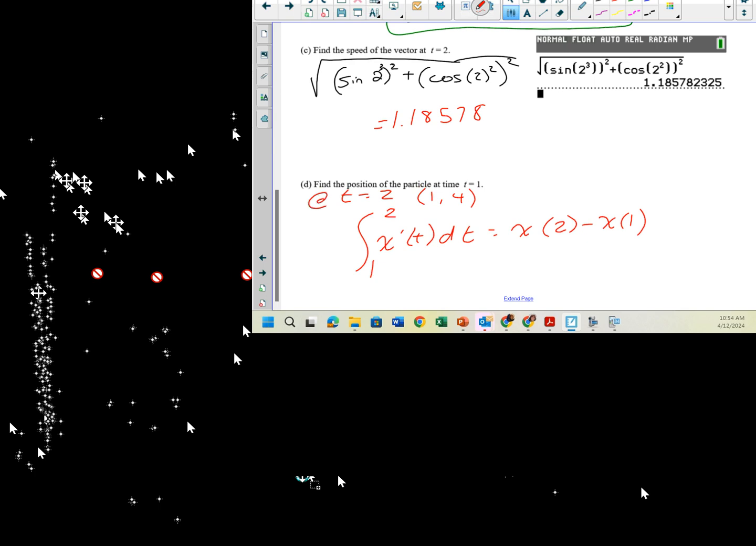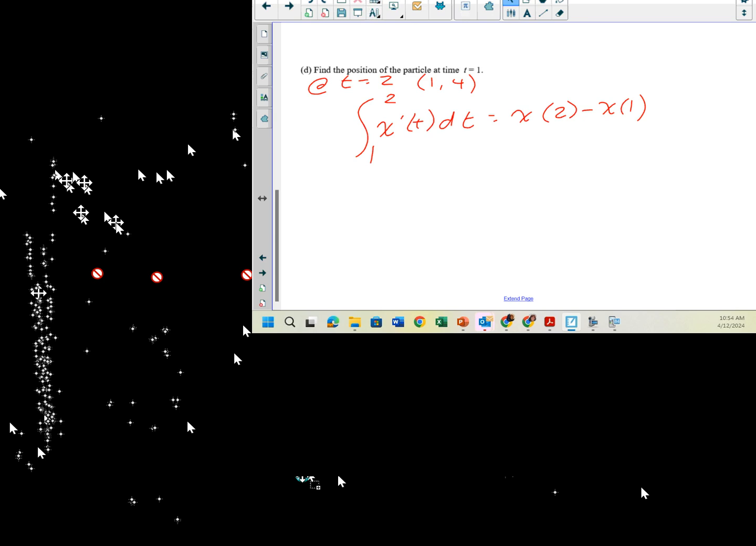Here's the issue. What am I looking for at x at 1? I'm looking for this piece right here. X of 1, ladies and gentlemen, is x of 2 minus the integration from 1 to 2 of x prime of t dt. Make sure you have it set up correctly, because it's the first number, not the second number. I said that wrong. It's the first number, not the second number. So be careful that you have it written correctly.